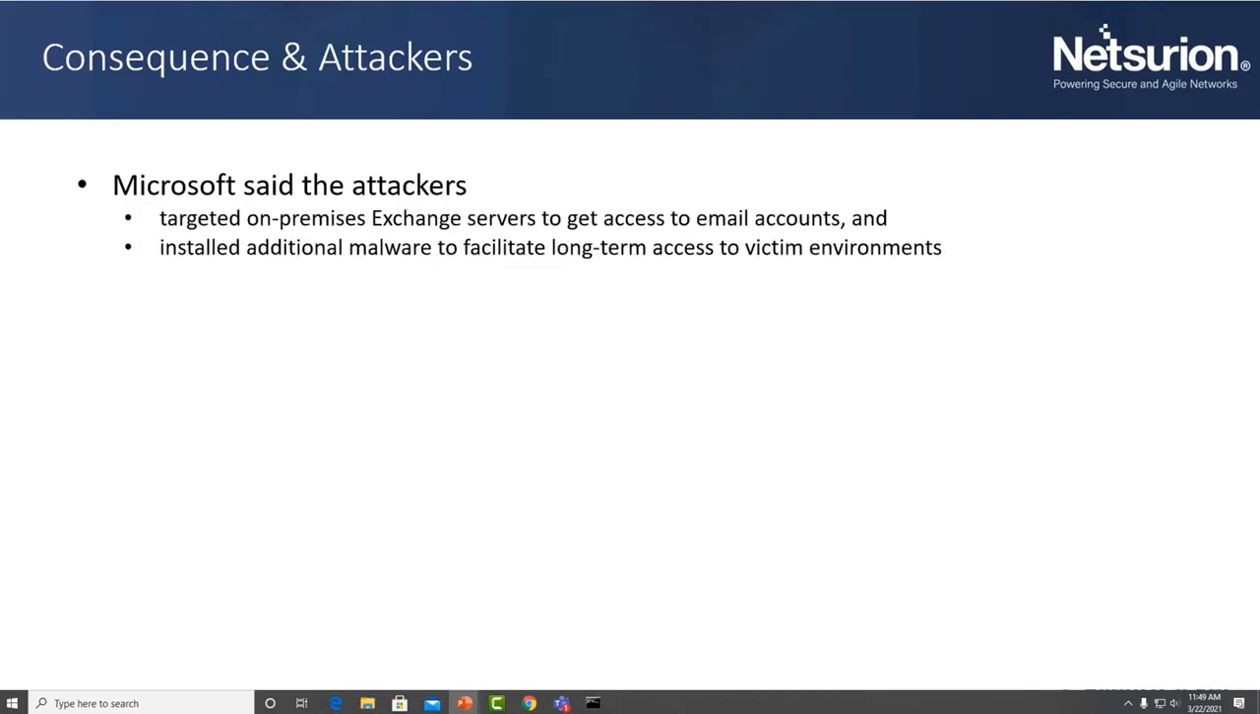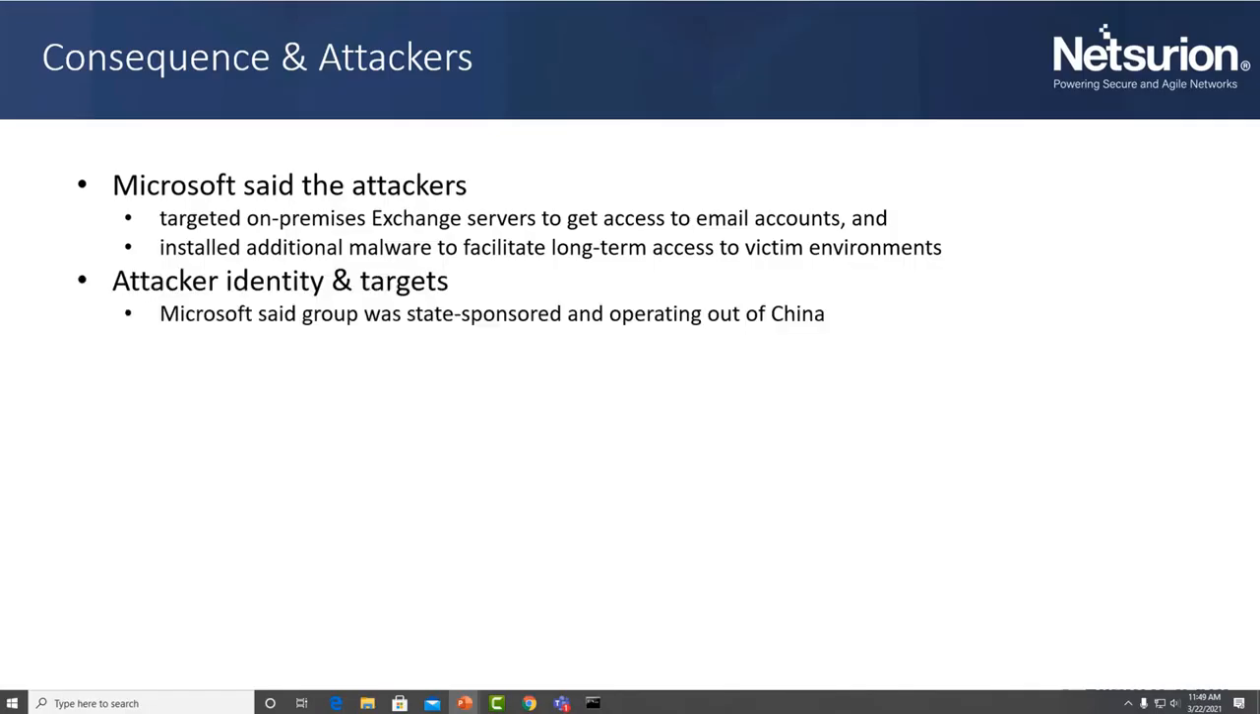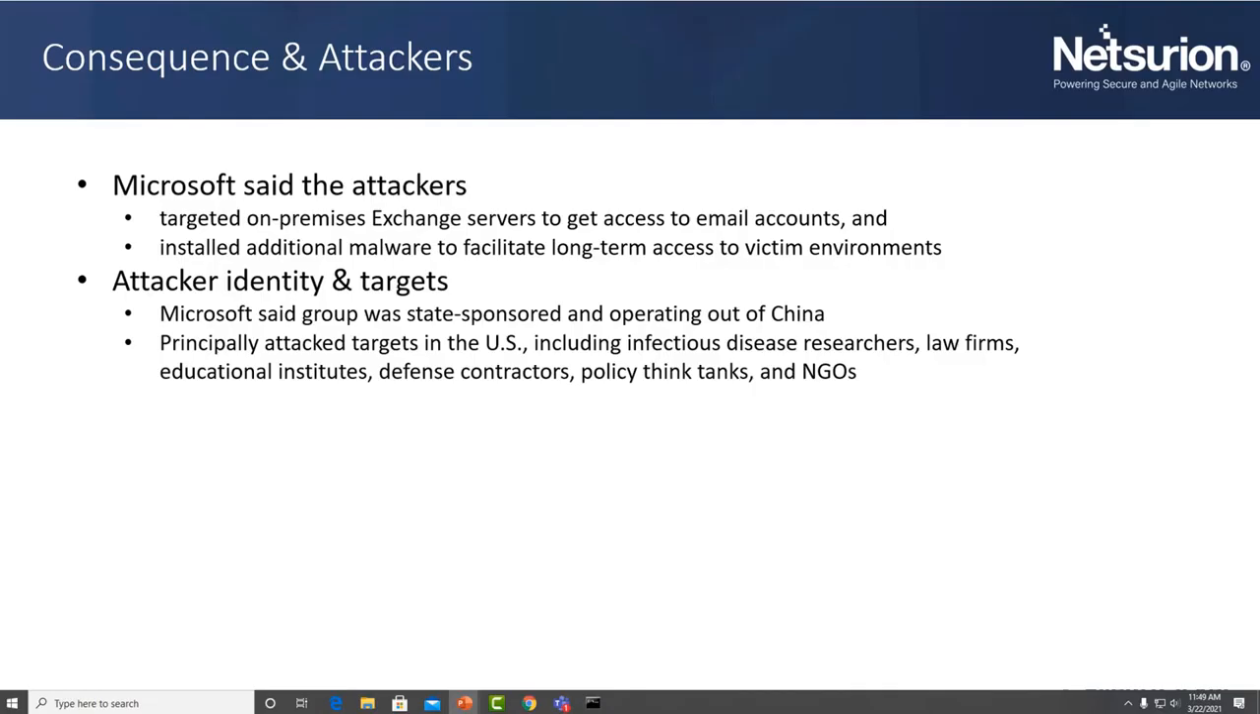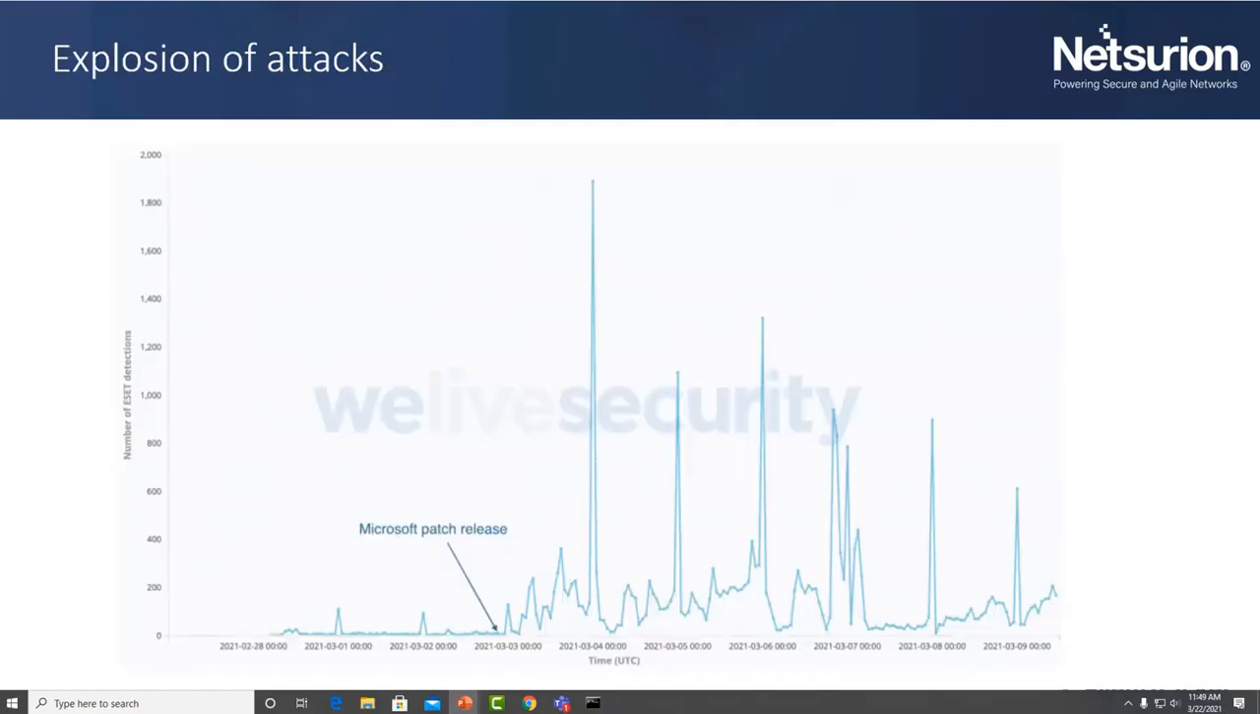So what are the consequences? Well, first of all, on-premise Exchange servers are accessed in an attempt to get email accounts, but then additional malware like this web shell to facilitate long-term access to the victim environment. And they primarily attacked infectious disease researchers, think COVID, law firms, think IP, intellectual property, think educational institutions, defense contractors, that kind of thing. But since then, ESET, for example, has identified at least 10 different APT groups that are trying to use this vulnerability for things like ransomware and so on.